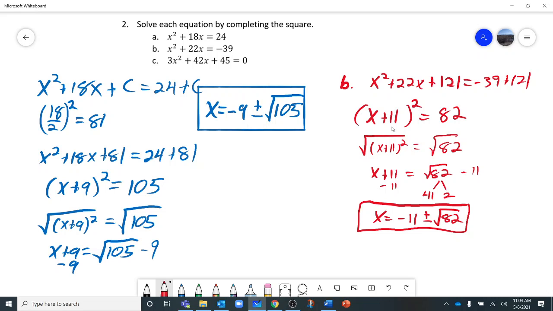All right, I think I'm going to call it good for A and B and just do C because it's a little bit more involved and I'm running out of space. So I'm going to do C in another video.